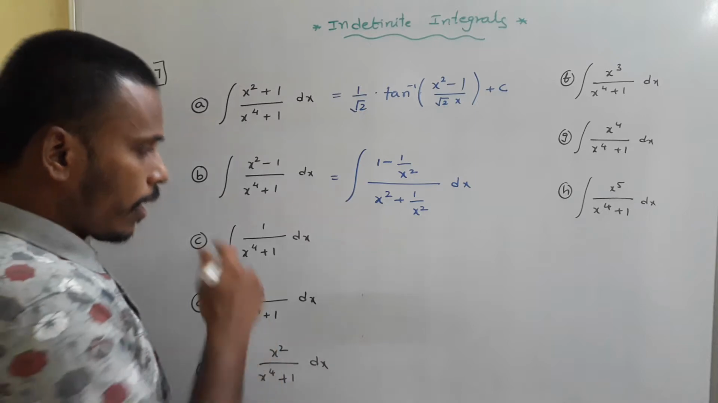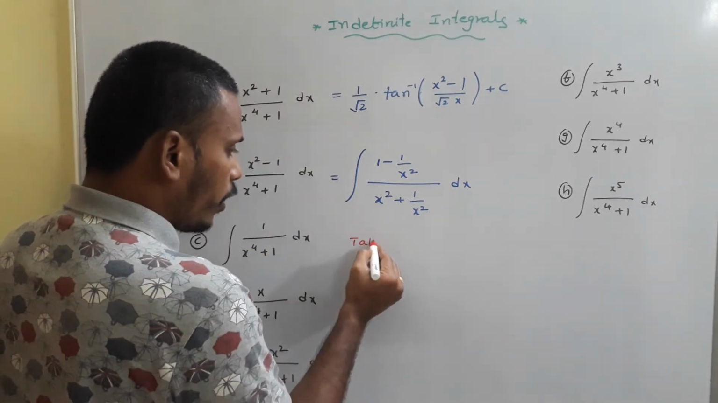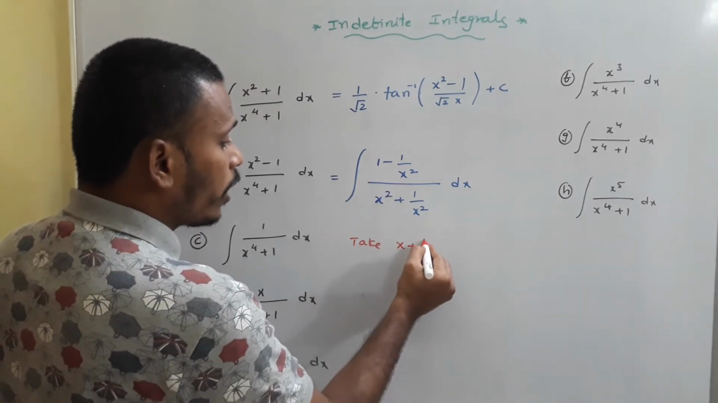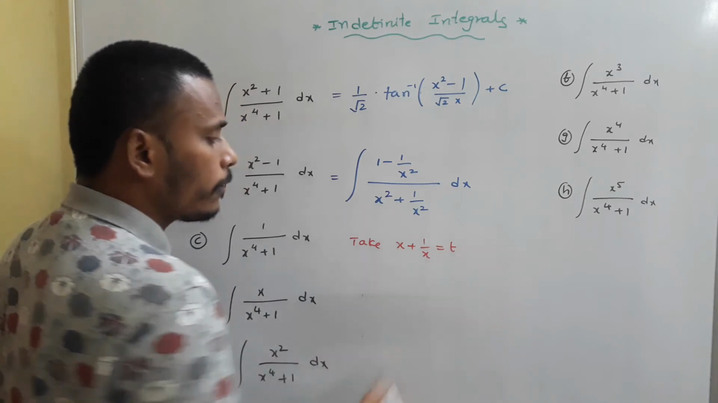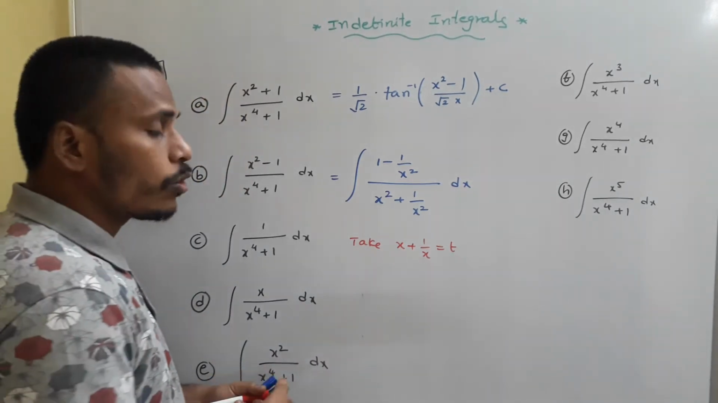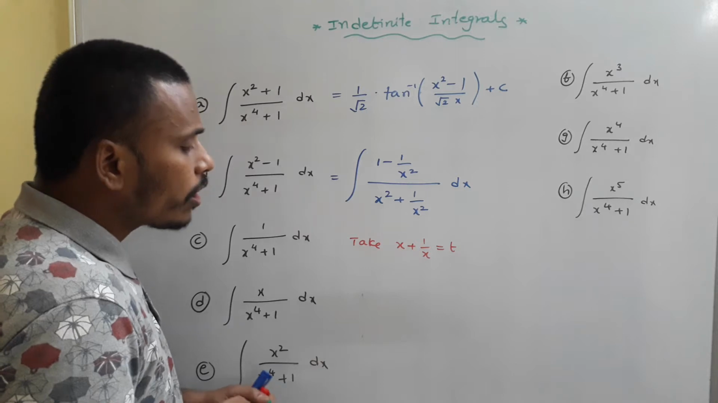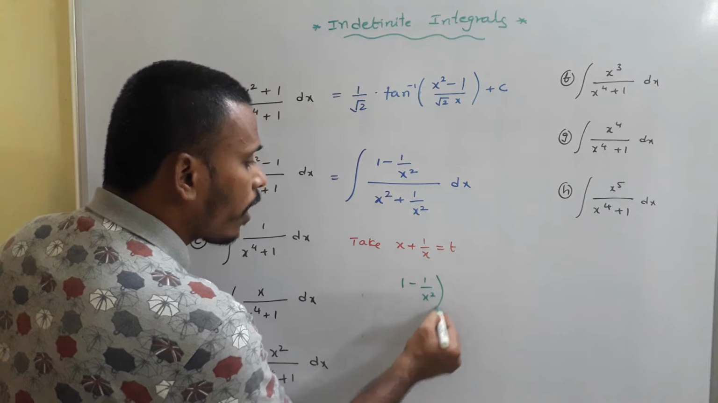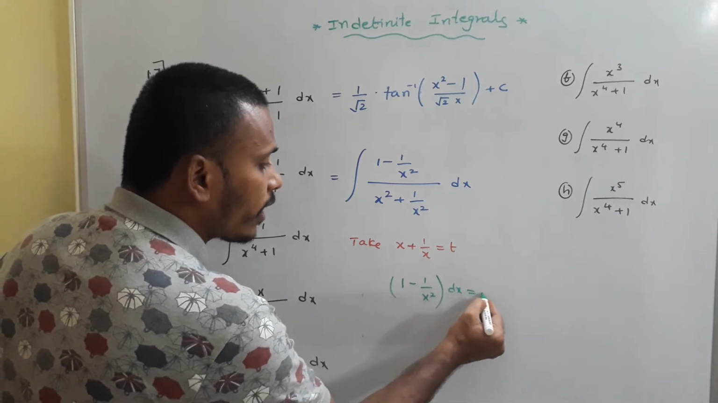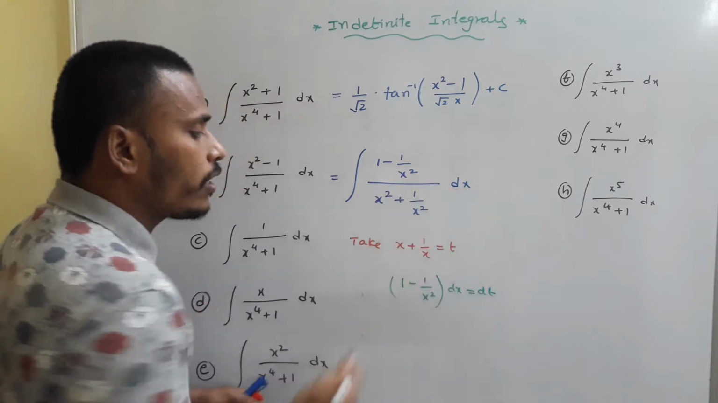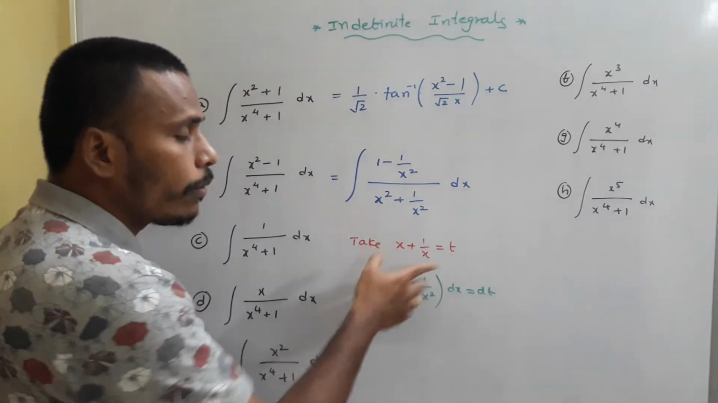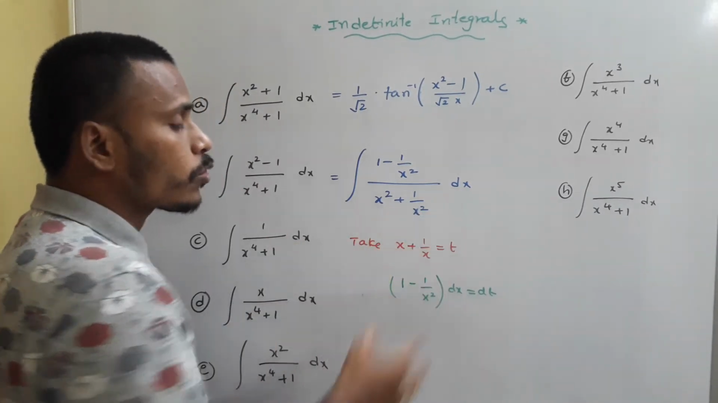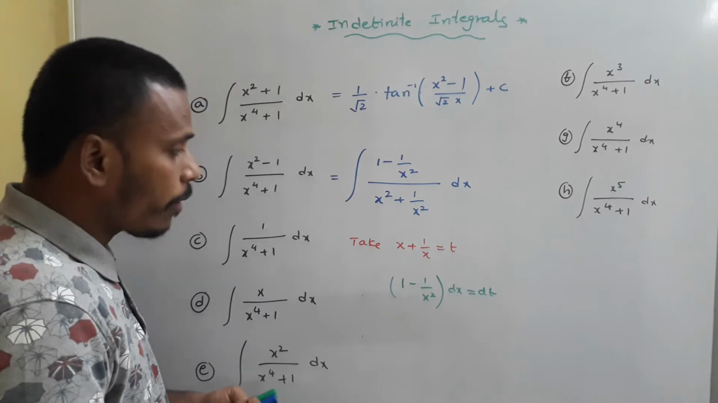How to solve this? Again, as we discussed for the previous problem, we need to take x. This time, since it is 1 minus 1 by x square, we need to take x plus 1 by x is equals to t. If x plus 1 by x is equals to t, you just differentiate it. Derivative of x is 1, derivative of 1 by x is minus 1 by x square. So 1 minus 1 by x square dx is equals to dt. So it is easy to write the numerator as dt. But what to say about the denominator? Since x plus 1 by x is t, just square it on both sides, then you will get that x square plus 1 by x square as t square minus 2. Is it right?